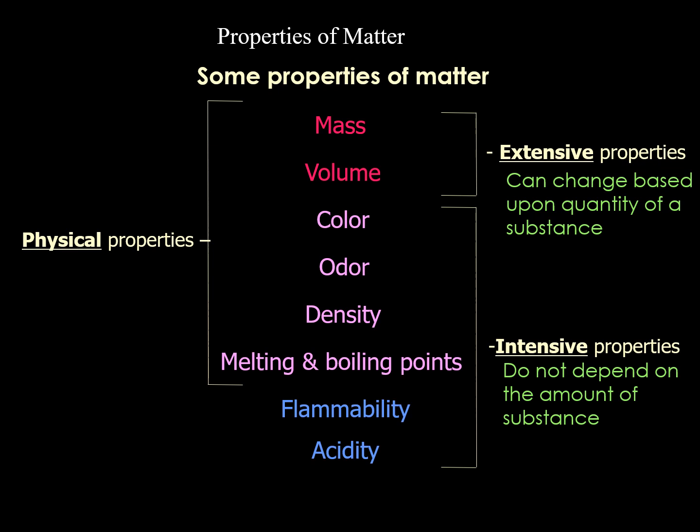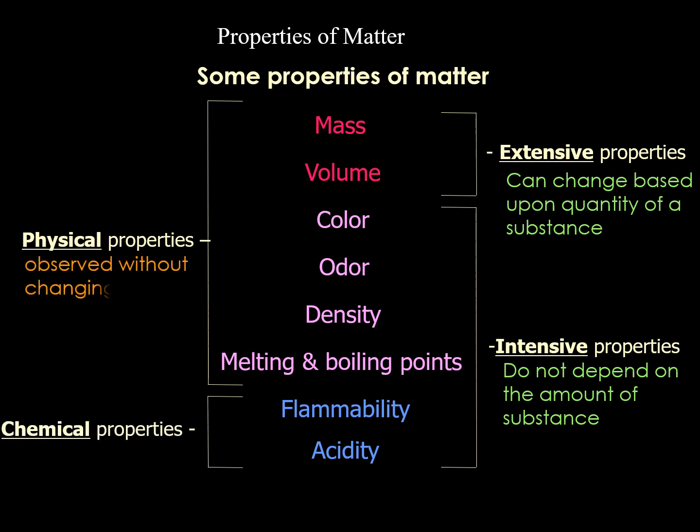On the left, we have physical properties from the mass to the melting point. And a physical property is observed without changing the identity or the composition, meaning if we have ice and we add heat and it turns into liquid water, we still have H2O. So we can always get back the original form of the particular substance.